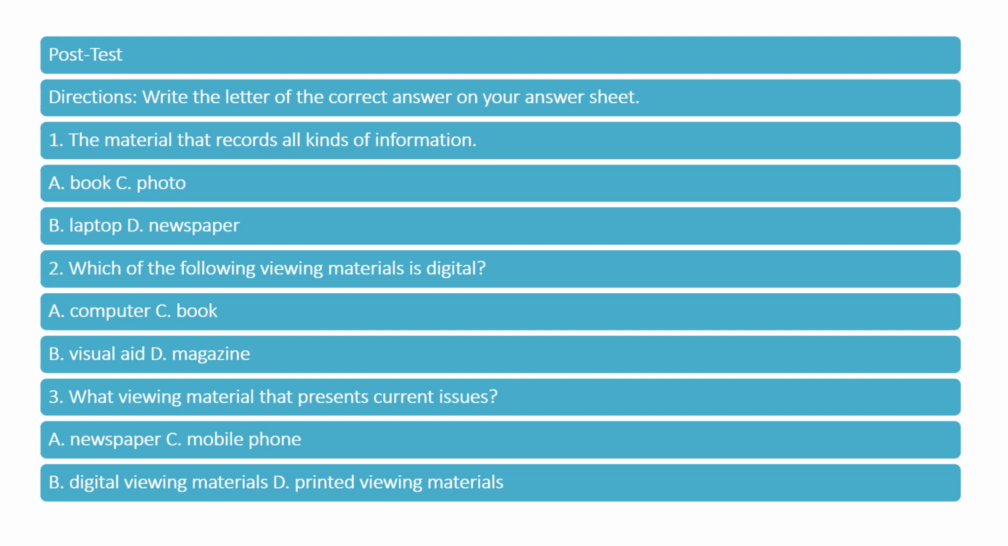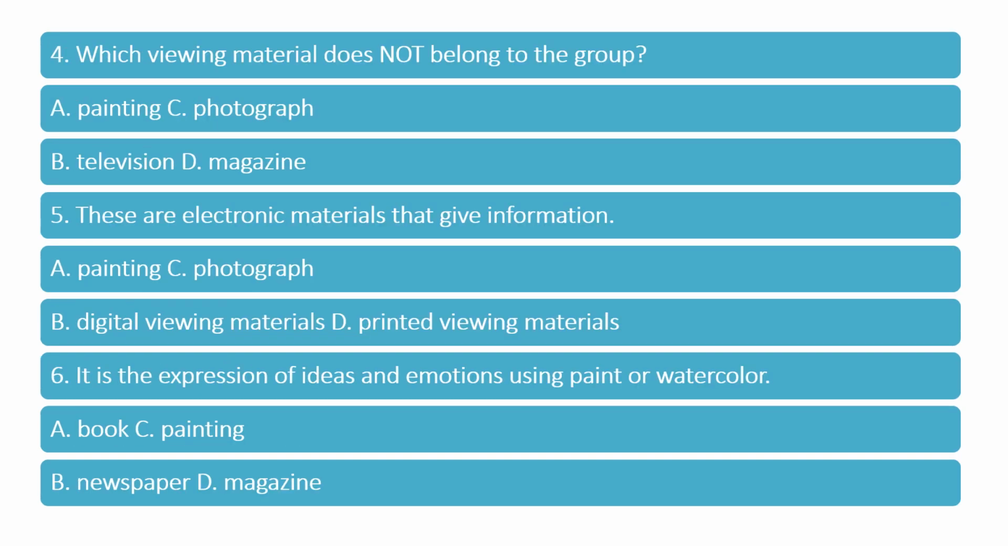Number 3, what viewing material presents current issues? A, newspaper. B, digital viewing materials. C, mobile phone. D, printed viewing materials. The answer is newspaper. Next, number 4, which viewing material does not belong to the group? A, painting. B, television. C, photograph. D, magazine. Of course, the answer is letter B, television, because television belongs to digital viewing materials.